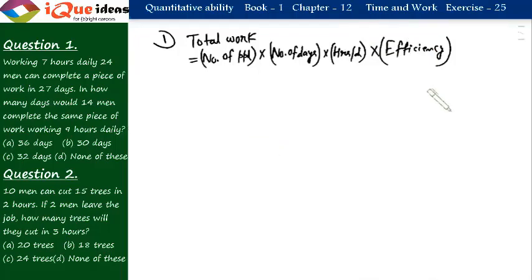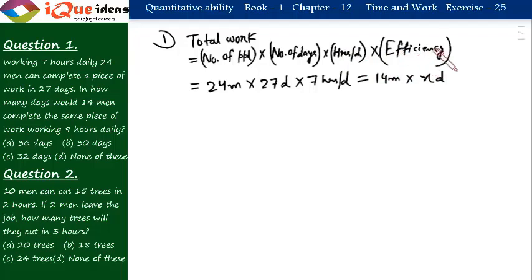Now in the first case it says 7 hours daily, 24 men, so 24 men into 27 days into 7 hours per day. This is the first case. In the second case it says 14 men, so I'll equate it to 14 men into x days into 9 hours per day. So from here you can directly see that everything is the same. Yes, men gets cancelled, hours per day gets cancelled. So we keep the one that we need to calculate.